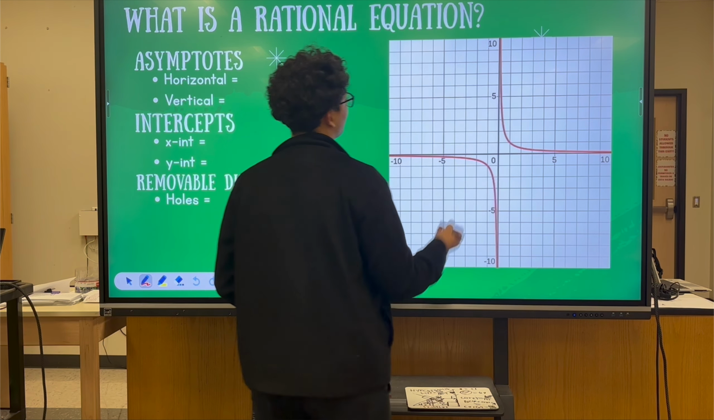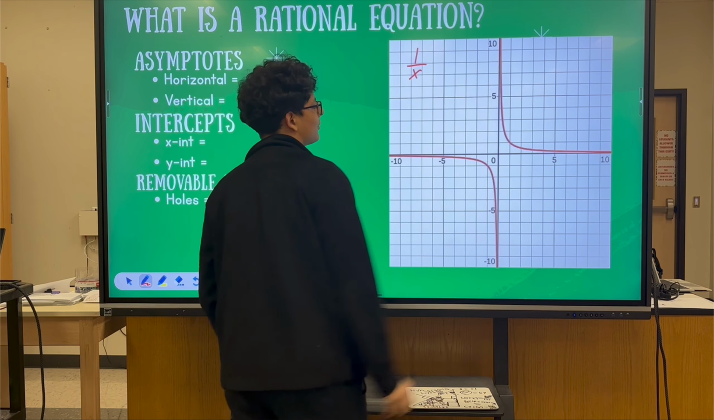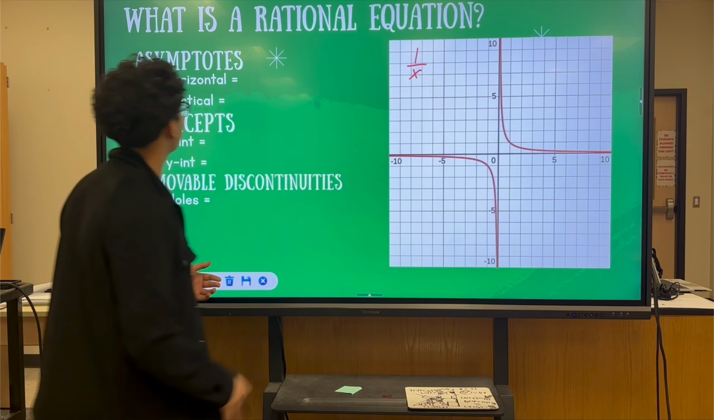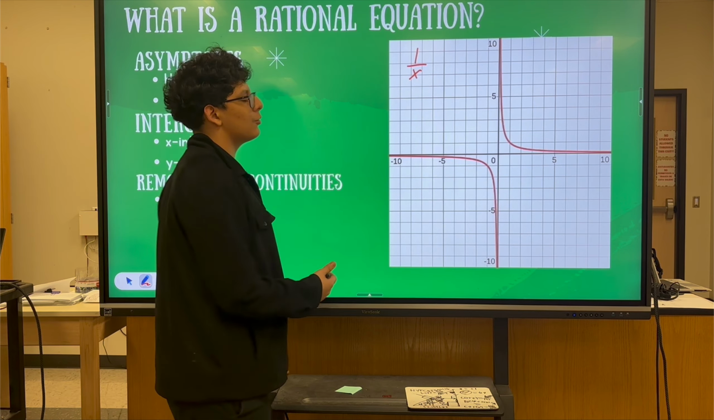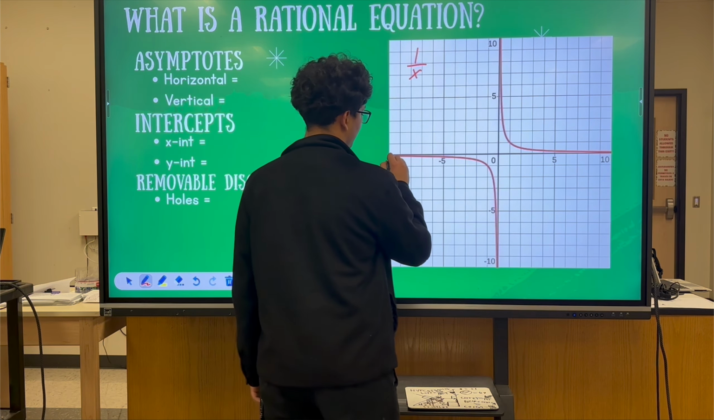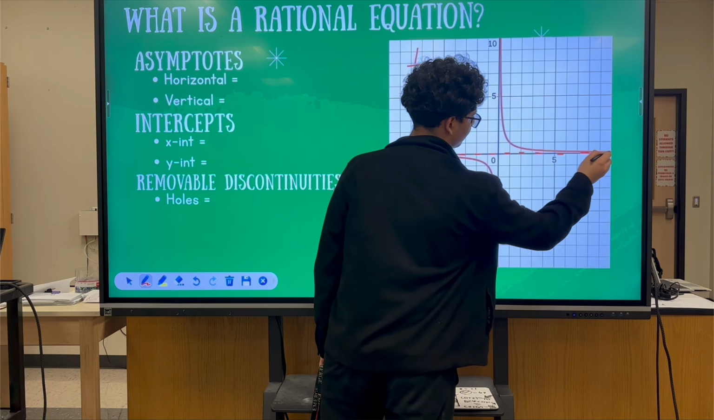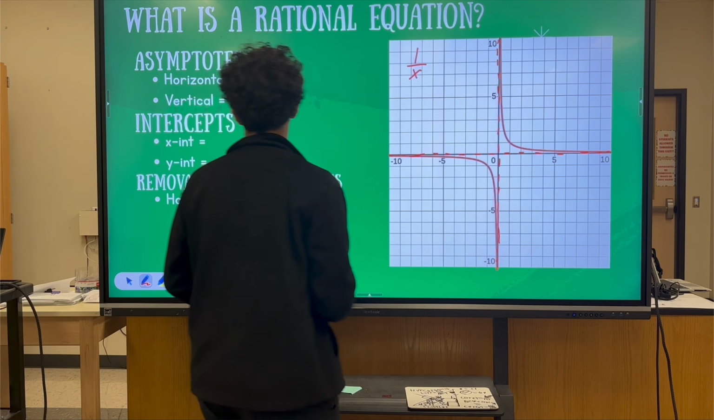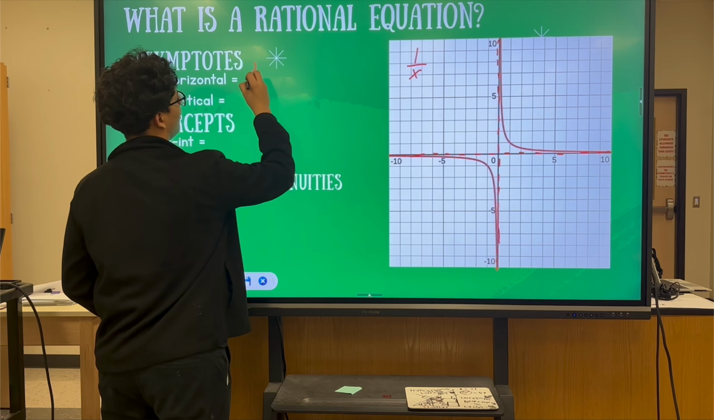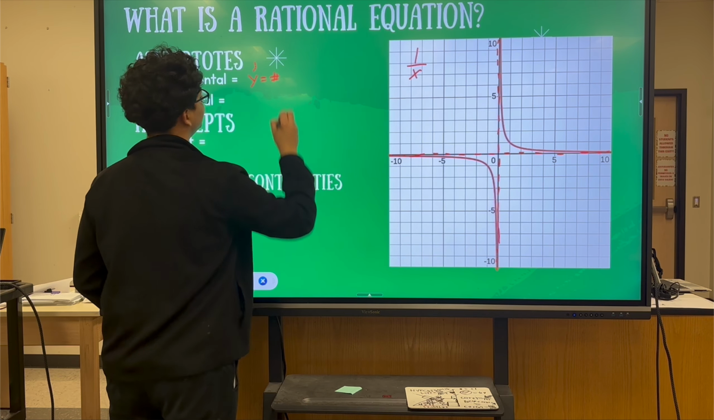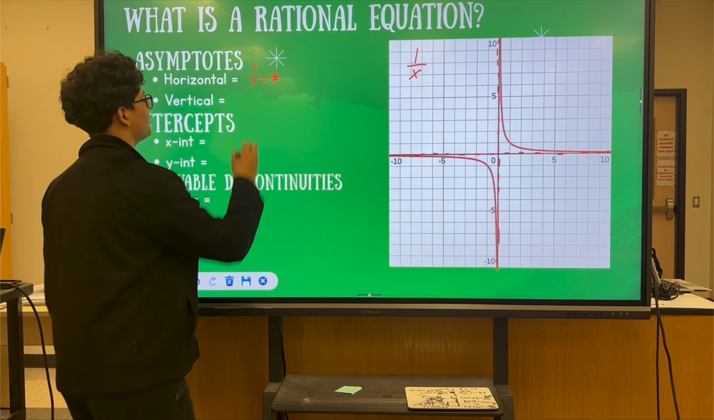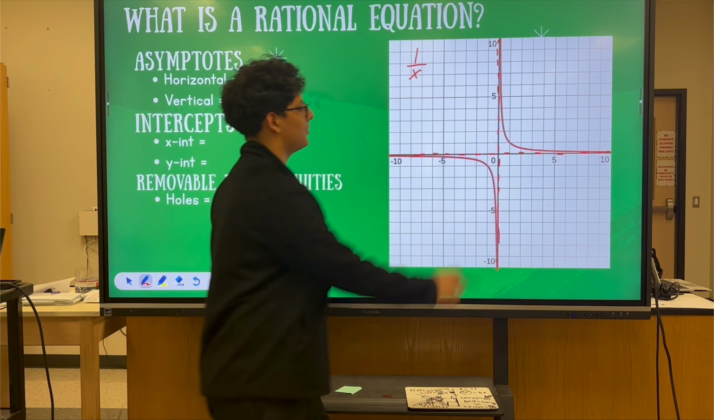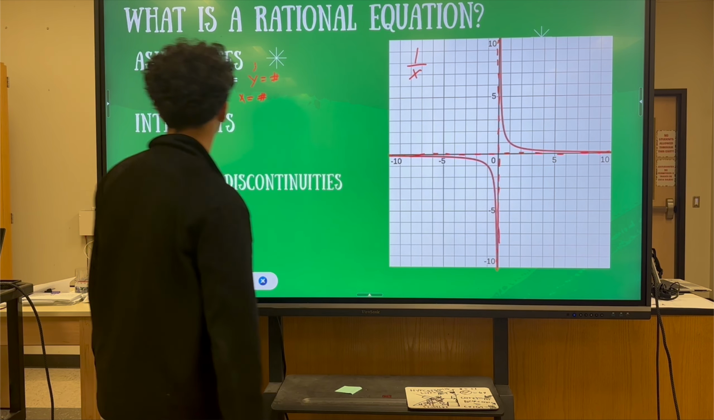Here we have a parent function of a rational equation, which is 1 over x, and we can see some attributes already starting off. So, asymptotes. We have a horizontal and a vertical asymptote, this being the horizontal and this being the vertical. Horizontal asymptotes are expressed by y equals a number, and vertical asymptotes are expressed by x equals a number. You can see this x equals 0, this y equals 0.